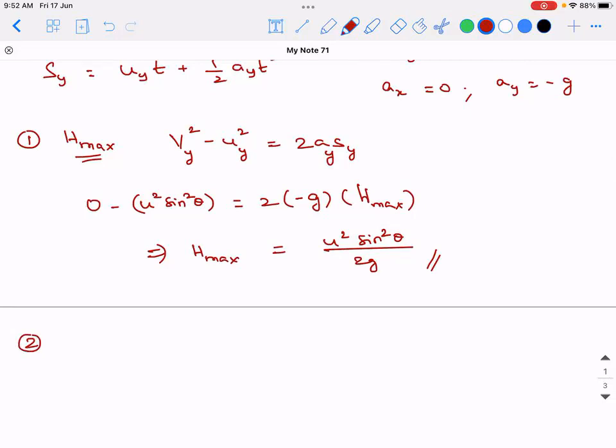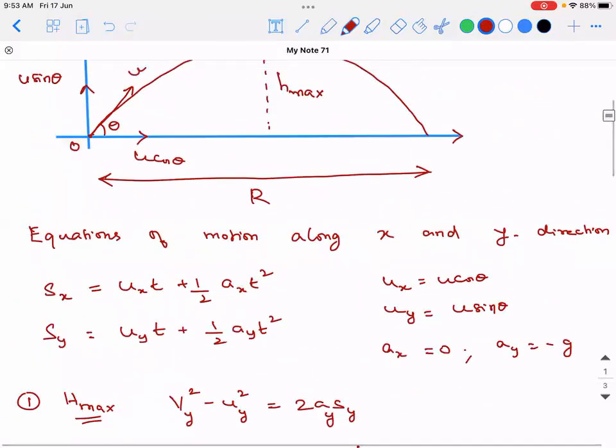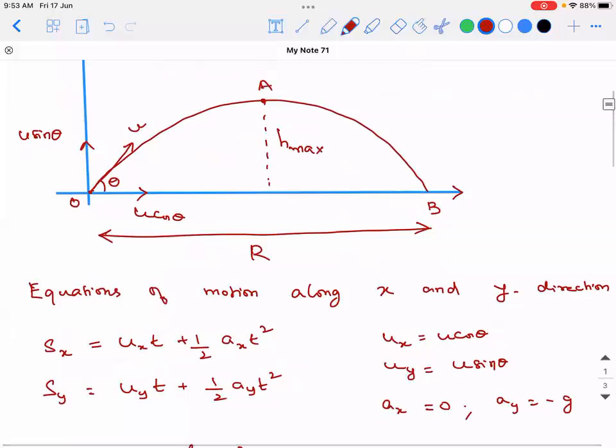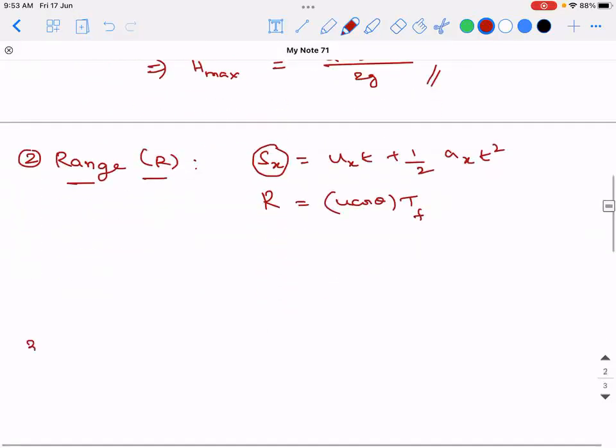Second, when you talk about the range, range corresponds to the horizontal distance. So we can say s along x is equal to ux into t plus half into ax into t square. So displacement along x direction, if I call it r, the initial velocity along x direction is u cos theta, and the time taken by the object to go from point O to B is called time of flight. So r is u cos theta into tf. So let me have this equation. So I need to find the value of time of flight.